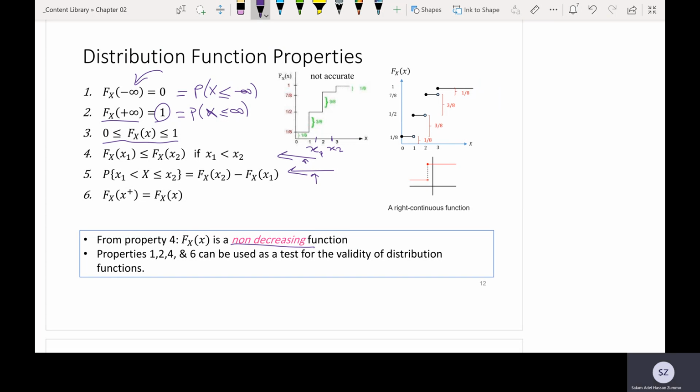Now, if I want to find the probability that x lies between two values, x is strictly larger than x1 and less than or equal to x2, then this will be equal to the value of the function at x2 minus the value of the function at x1. Why is that? Exactly. We subtract the value at x1 from the value at x2.